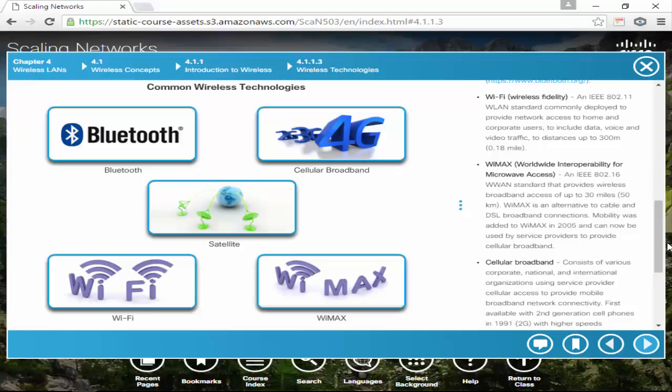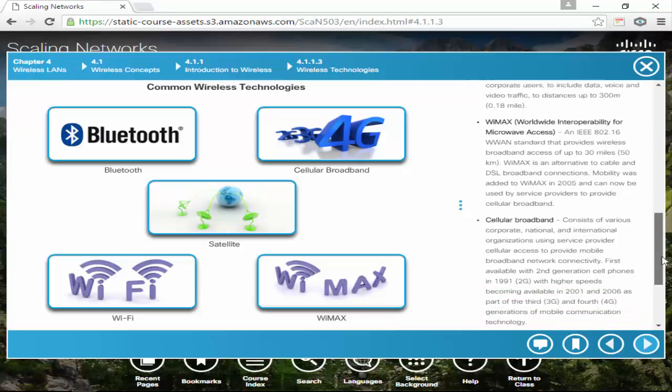WiMAX, worldwide interoperability for microwave access, and IEEE 802.16 WWAN standard that provides wireless broadband access of up to 30 miles or 50 kilometers. WiMAX is an alternative to cable and DSL broadband connections. Mobility was added to WiMAX in 2005 and can now be used by service providers to provide cellular broadband.